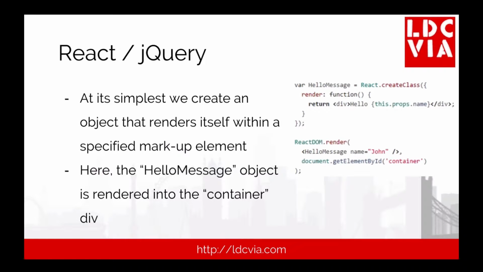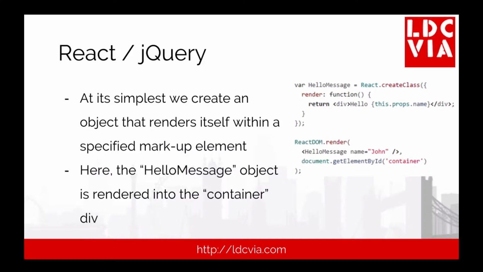So at its simplest, when we create an object in React, it's going to output some HTML that will get inserted into the container div on the original HTML page. And you can have one or you can have 1,000 of these different objects, and they will render in different ways depending on the configuration of your JavaScript code.